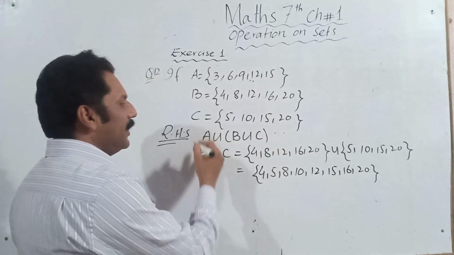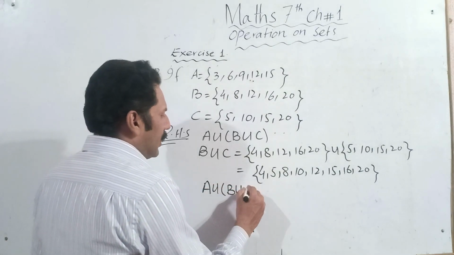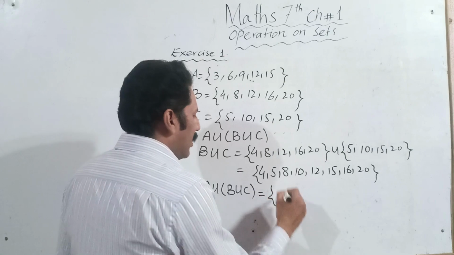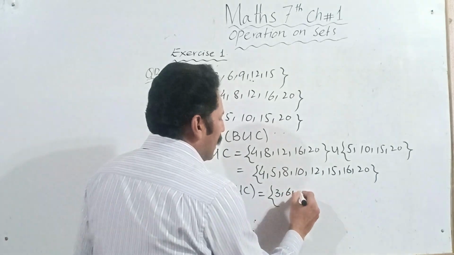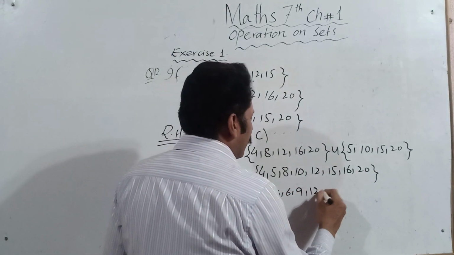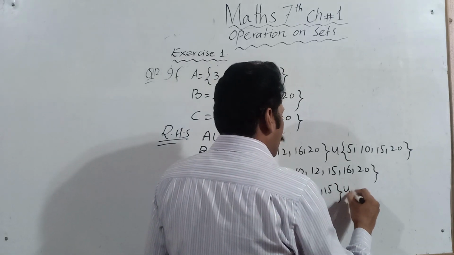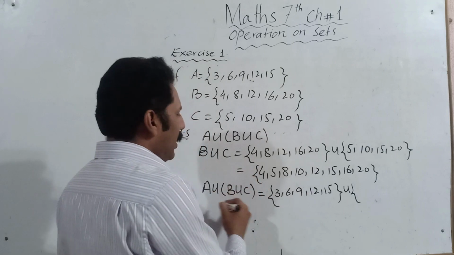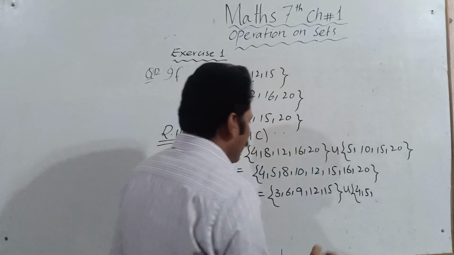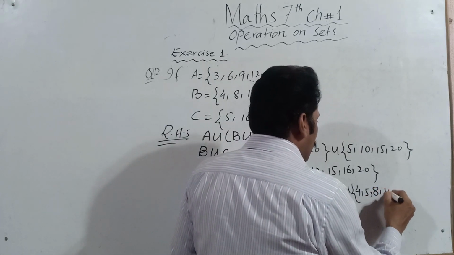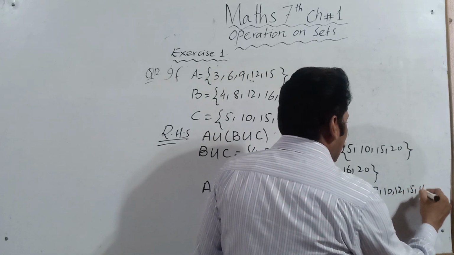Now we will combine it with A. A union (B union C) is equal to: first of all, we will write the elements of set A, that is 3, 6, 9, 12, and 15. These are the multiples of 3. Then union, and now B union C, that is our answer: 4, 5, 8, 10, 12, 15, 16, and 20.